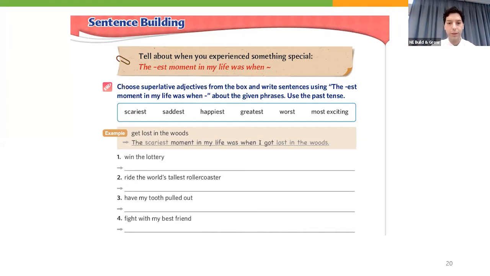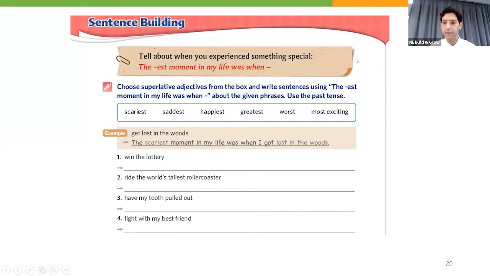Okay. And what the students are going to do, of course, is they are going to choose the correct adjective and make the sentence. So everybody, the first example that we have here is get lost in the woods. And then I have to find the correct adjective. So the scariest moment in my life was when I got lost in the woods. So again, remind the students to use the past tense for the verb in the dependent clause, right? So now let's do number one together. Okay, everybody in the chat box, win the lottery. Choose the adjective and make a sentence with win the lottery. And let's see what you can come up with.